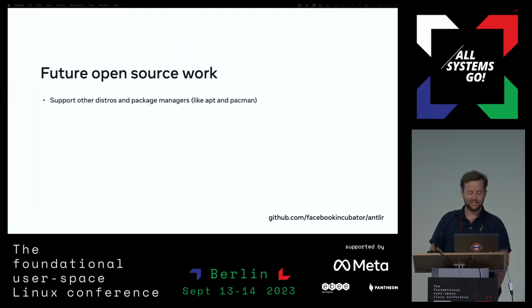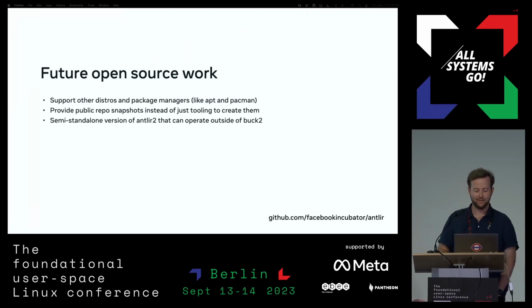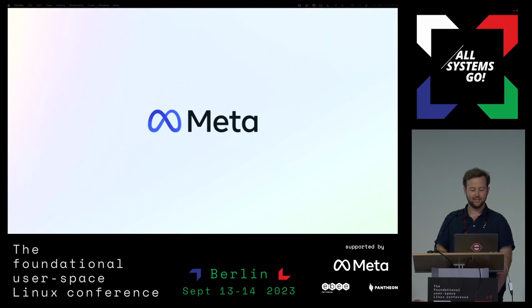A few things that we want to do in the near future: support other distros and package managers like apt and pacman. We want to provide some public repo snapshots of CentOS and Fedora instead of just the tools to create them. It would be nice to have something that you can use outside of Buck, and more output formats. So thanks. Any questions?